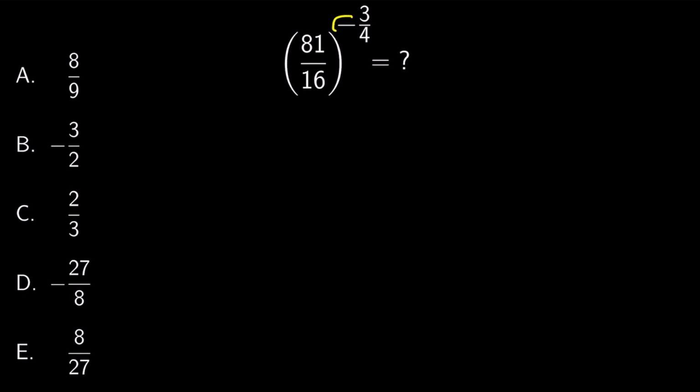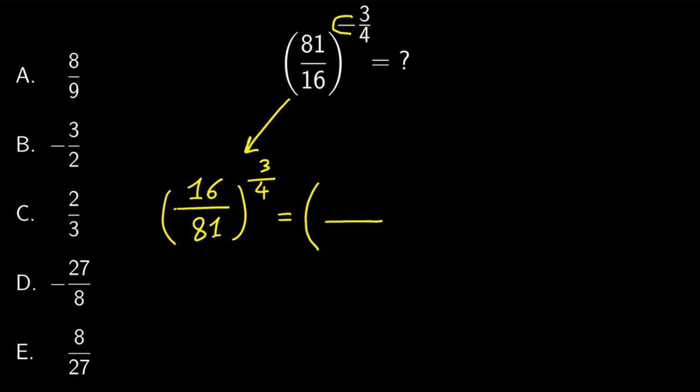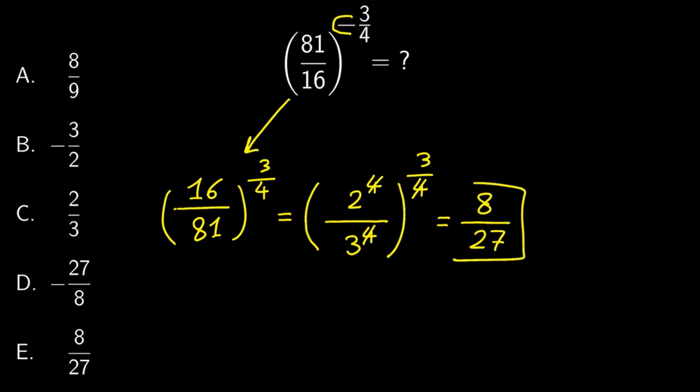First, we can get rid of the negative exponent by inverting the fraction to get (16/81) to the power of 3/4. Now we can rewrite the base as powers of 4: 16 is 2 to the power of 4, 81 is 3 to the power of 4, all to the power of 3/4. Now we can simplify the powers of 4, and finally we get 2 to the power of 3 is 8, 3 to the power of 3 is 27. That's it. The answer is E.